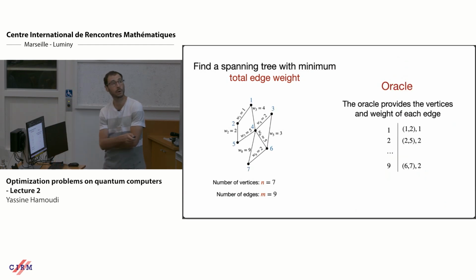So what would be the oracle in that case? A reasonable oracle would give you, for each edge number, the vertices that belong to the edge and the weight of the edge. So by doing one query, you collect two pieces of information at a time, the two vertices of the edge and the weight of the edge. This is a reasonable oracle that you may expect to be able to simulate in practice.